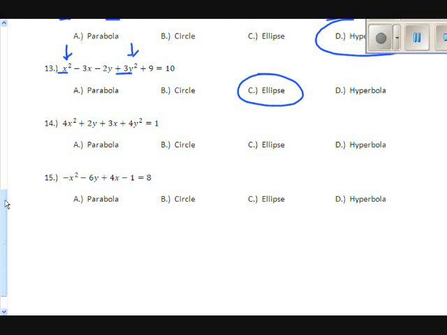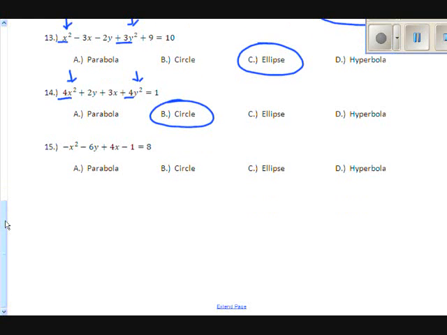For the next one, is there only one quadratic term? No, there's two. There's an x squared and a y squared. Are the coefficients of the quadratic terms the same? Yes, it's a 4 and a 4, which means it's a circle. And then this last one, is there only one quadratic term? Yes, there's only one quadratic term, it's an x squared, which means this has to be a parabola.